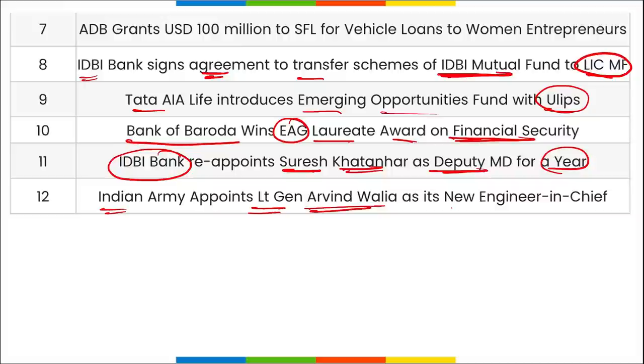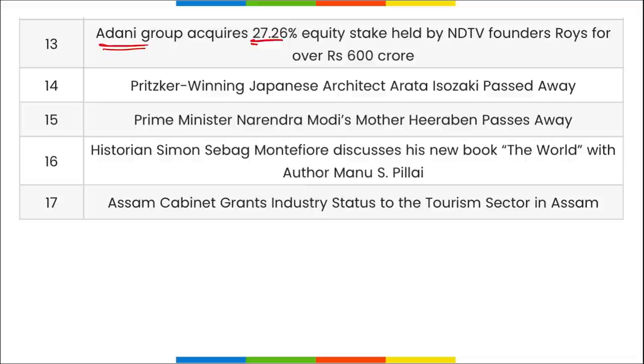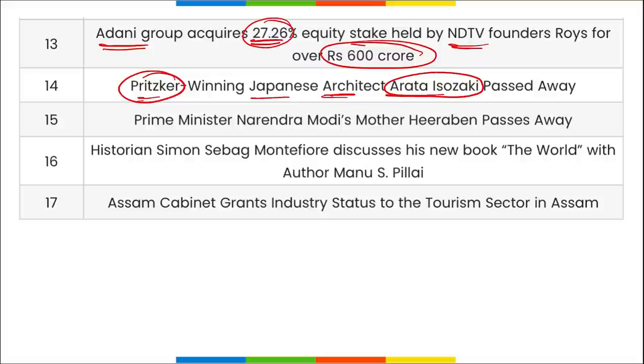Important. Next, Adani Group has acquired a 27.26% equity stake in NDTV for over 600 crore rupees. Pritzker-winning Japanese architect Arata Isozaki has recently passed away, and the Pritzker Prize is given in the field of architecture. Prime Minister Narendra Modi's mother Hiraben has passed away at the age of 100 in Ahmedabad, Gujarat.